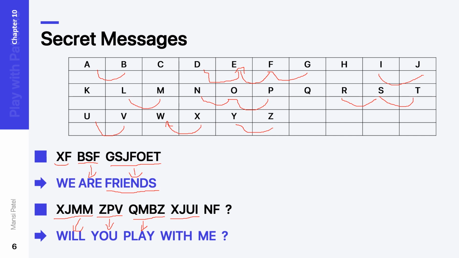What about XJUI? Before X, W. Before J, I. Before U, it's T. And before I, it's H. So it represents with. What about NF? Before N, it's M. And before F, it's E. Will you play with me? This is your secret message.